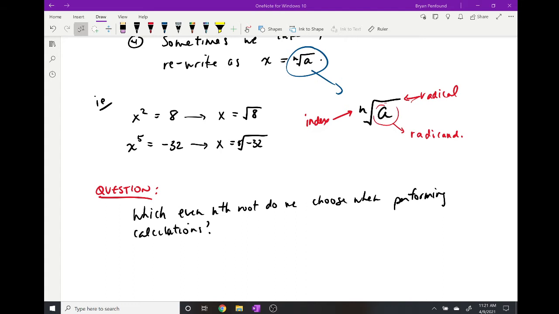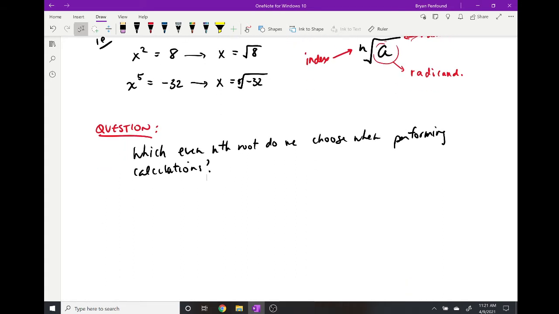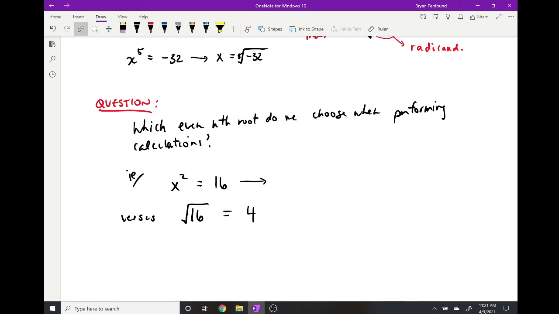But let's return back to the original question, which is why is the calculator choosing the positive root versus the negative root. I know that both of them are a solution. So let's take a look at the difference between x squared is equal to 16 versus simplifying the square root of 16. If I go to the calculator and I want it to simplify the square root of 16, the calculator is going to say it's the number 4.